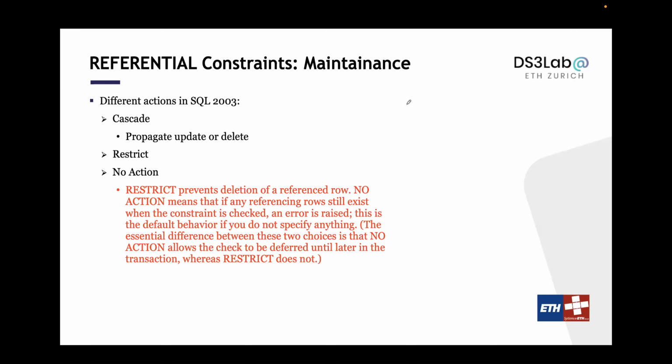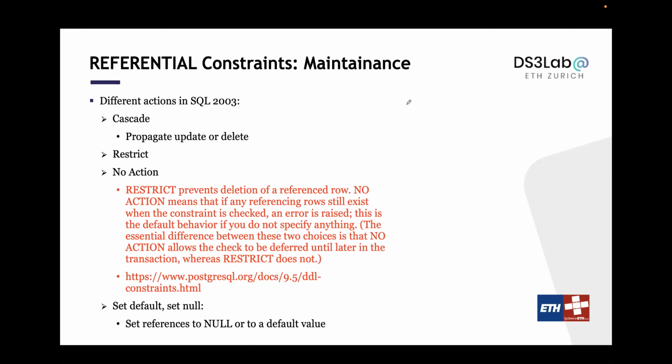Okay, transactions, we are going to learn that after Easter. Okay, so essentially the only difference is restrict is going to prevent anything that potentially is going to violate your constraint. No action is going to allow you to do it, and defer the checking to a later point. So that's the only difference. By default, it is no action. If you do nothing on this in PostgreSQL, you have no action. Okay. So, and then there's another mode, set default, set null, right? You just set those to the default value or null.